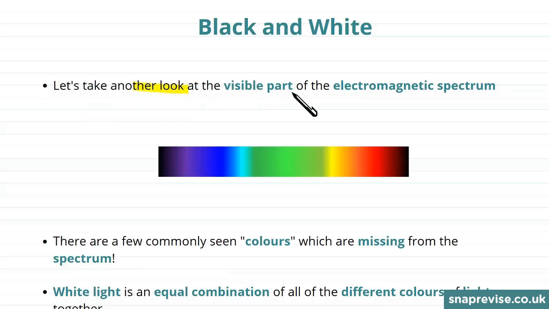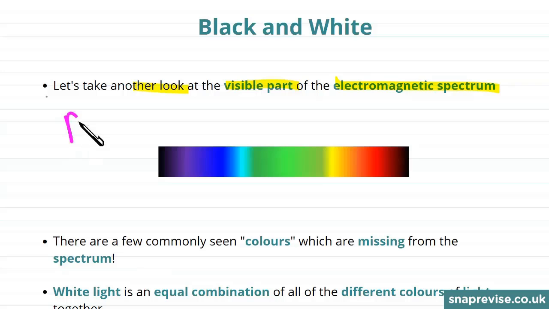So let's take another quick look at that visible part of the electromagnetic spectrum. And an interesting question you could ask yourself, if this is the range of visible light, the range of visible colours, is whether you can see all of the colours that you see in day-to-day life. And I notice already that there's a couple of colours missing.